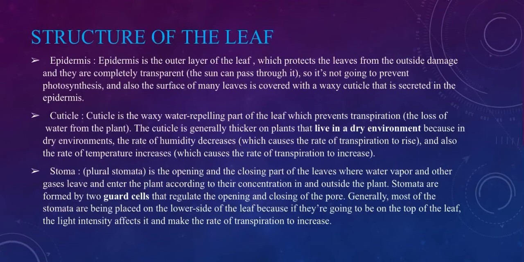Because in dry environments, the humidity decreases, which causes the rate of transpiration to increase. And also the temperature increases in dry environments, which also increases the rate of transpiration, the process of losing water. So the cuticle is much thicker in dry environments, because they need a thicker cuticle to prevent the loss of water from the plant. The cuticle is the water-repelling part of the plant, which does not let the water evaporate, become water vapor, and be lost from the plant.